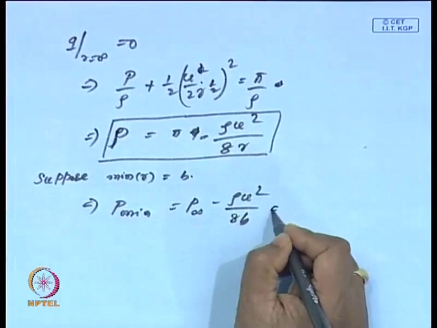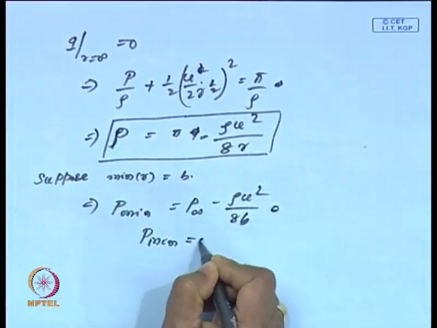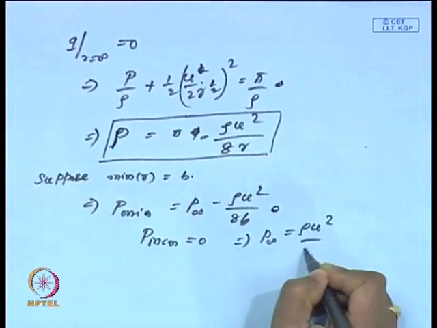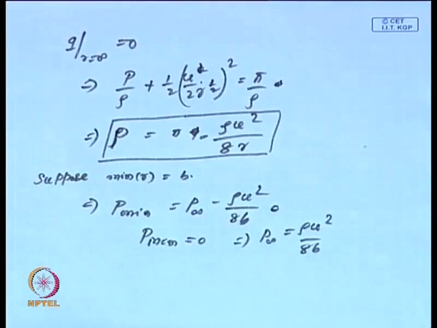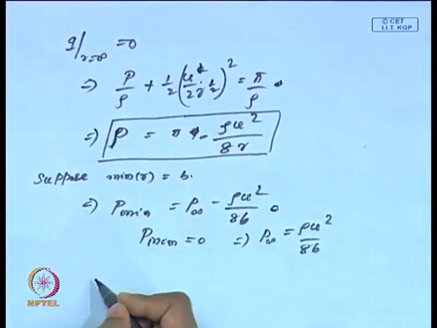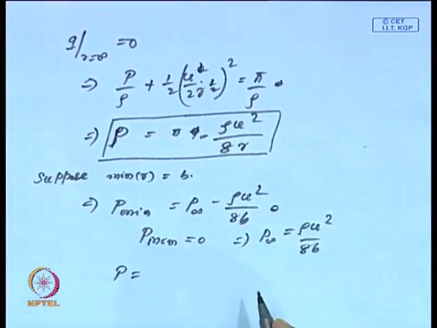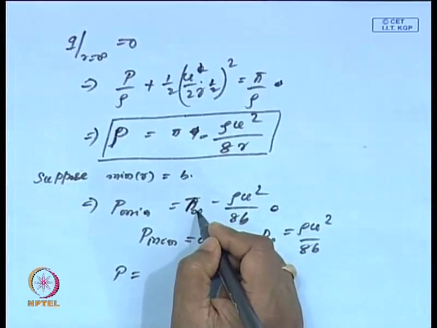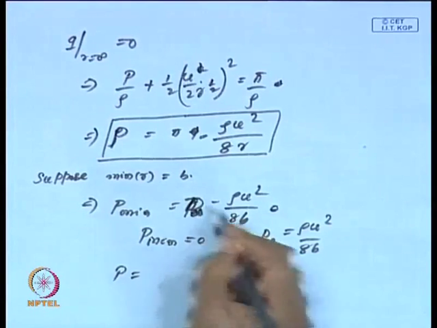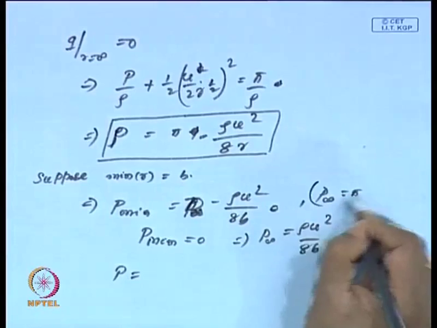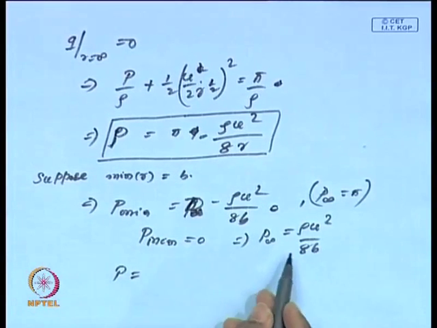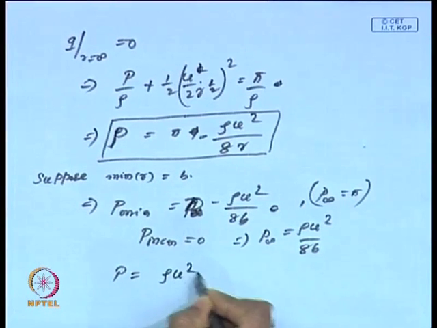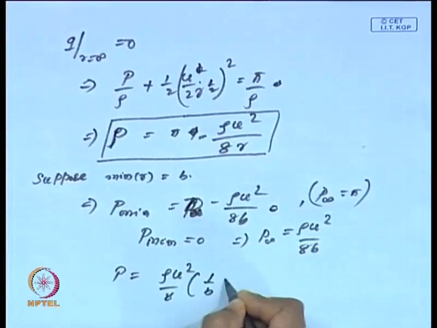and if this quantity is 0, if I say p minimum is 0, this implies p infinity is rho u square by 8 b, which implies in terms of the p minimum, I will get my p infinity, which here I call pi. I will say p infinity is nothing but pi, and then if p infinity is this, that means pi is this, so I will get p is equal to rho u square by 8 into 1 by b minus 1 by r.